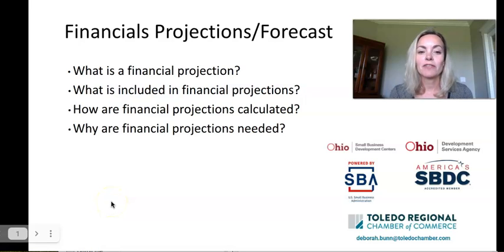Today we're going to be talking about financial projections and forecasts for small business owners and why these are really so important for every business owner to begin to understand and be able to do themselves.